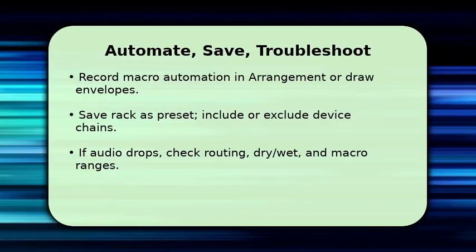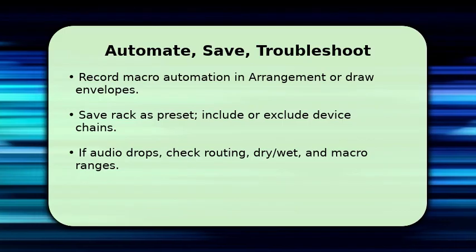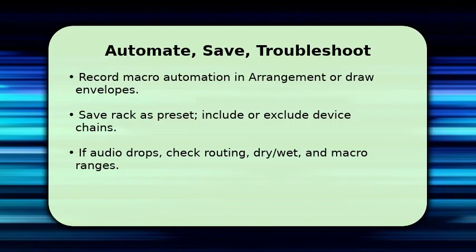If something goes wrong, first check routing and that no chain is fully muted. Then verify macro ranges and that no device bypass is accidentally enabled. This fixes most silent issues.